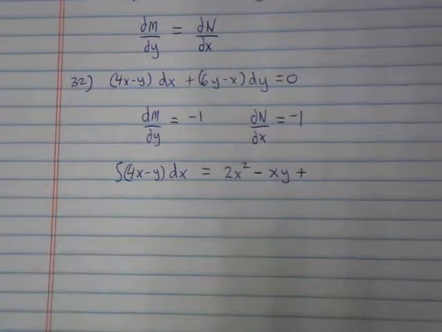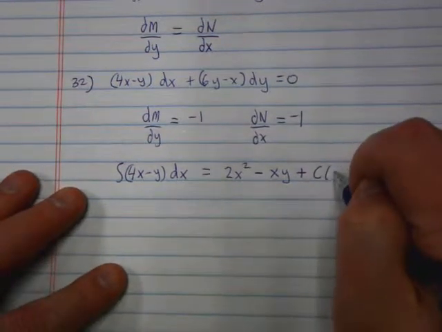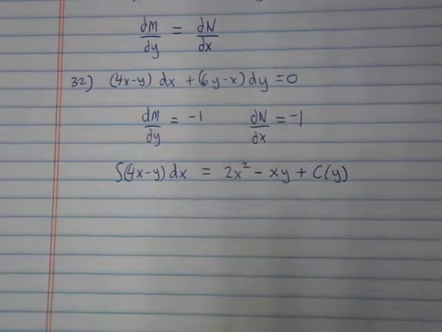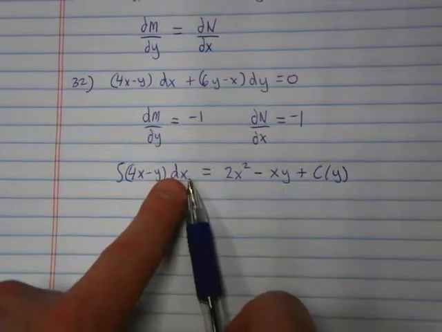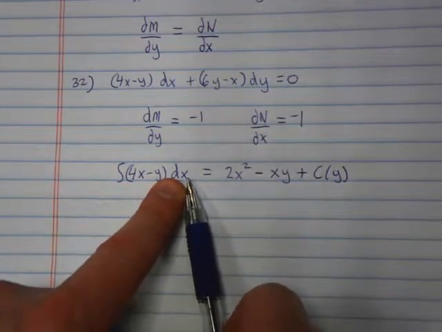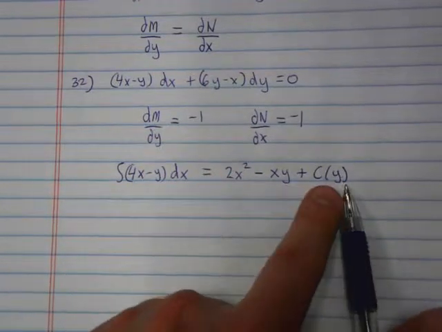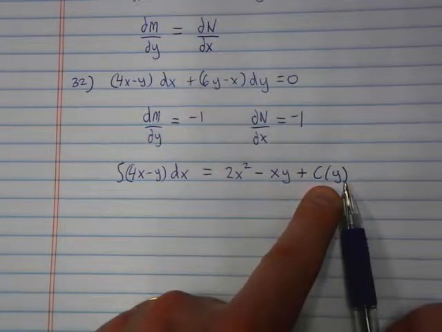Plus c. But this c isn't just a number c. This c could be a function that has a bunch of y's in it. Right? Because I'm doing its antiderivative with respect to x. So to reverse it, if I do derivative with respect to x, anything that has just a y in it, its derivative would be 0. Okay?